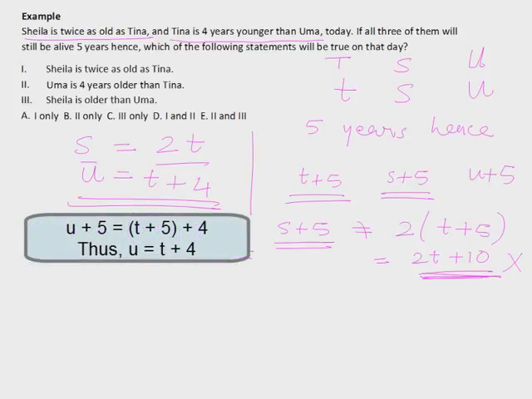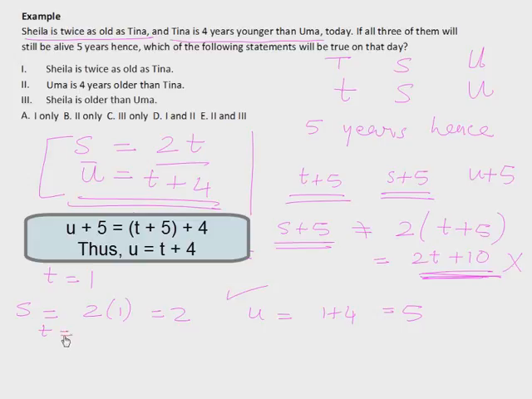Sheila is older than Uma. Well, these two statements really don't tell me anything about Sheila and Uma's age. Sheila is twice Tina and Uma is Tina plus 4. Can you determine who's older from these two? No. Let's see. If I take t equal to 1, then s is 2 into 1, which is 2, and u is 1 plus 4, which is 5. So when t is 1, Uma is older than Sheila.